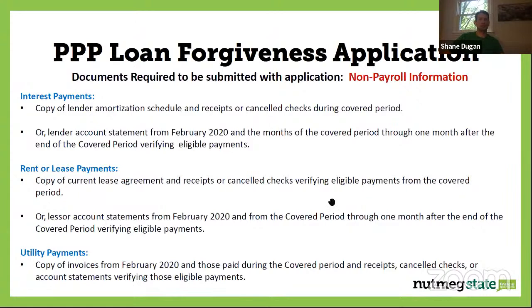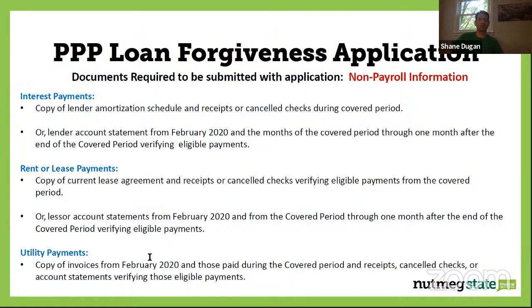Okay, so I mentioned likely we're going to request documentation around this. That might be the amortization schedule, receipt, or canceled check that helps us break down that information. For a lease, it might be a copy of the lease agreement and a receipt, or a canceled check verifying that you made the rent payment during that covered period. Last but not least, usually you could use bank statements, that type of stuff. For utilities, a copy of the invoice showing that those were paid.